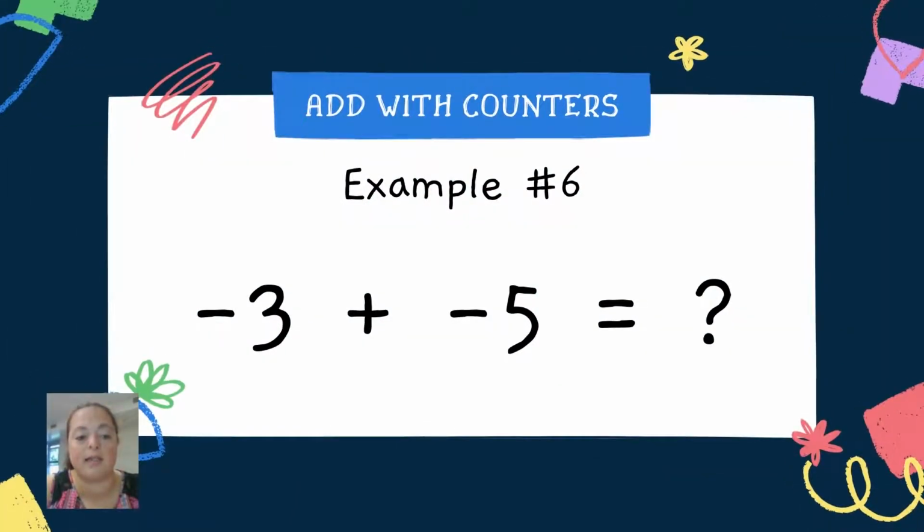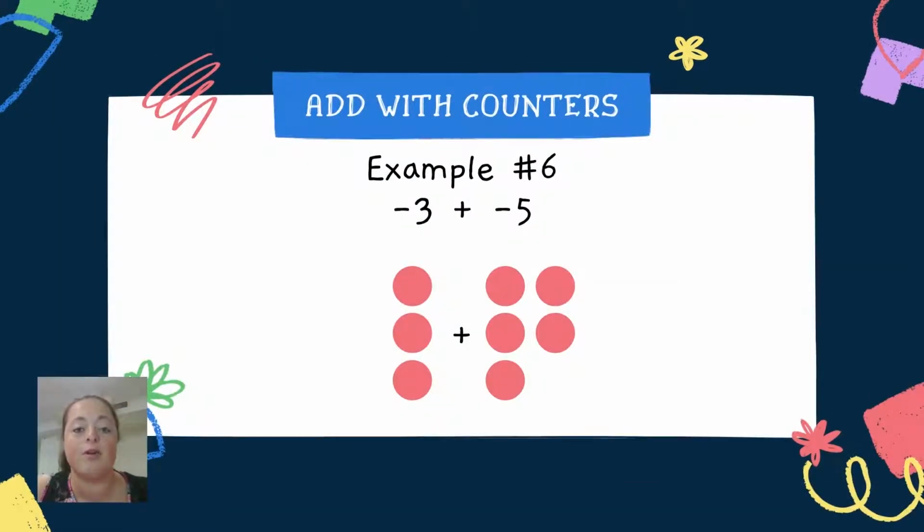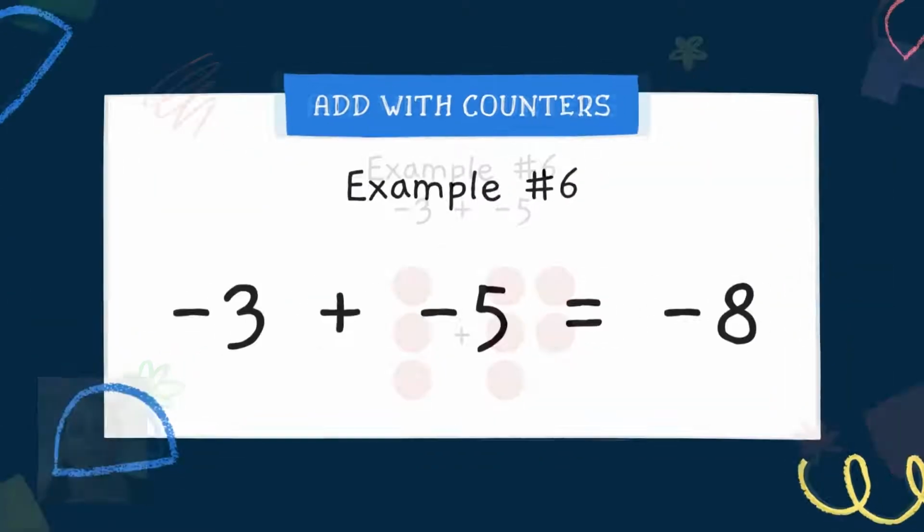Example number 6 is negative 3 plus negative 5. Remember, the red counters represent negative numbers. So we're going to use 3 red counters plus 5 red counters. And when we combine them, we will end up with 8 red counters. So that stands for negative 8.